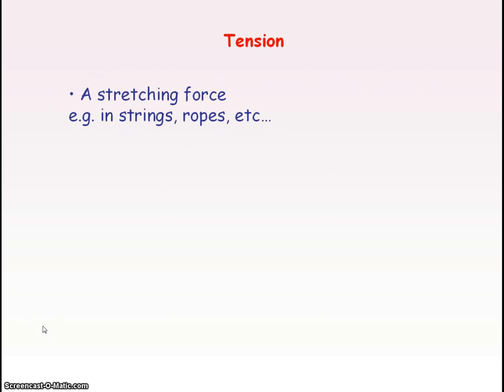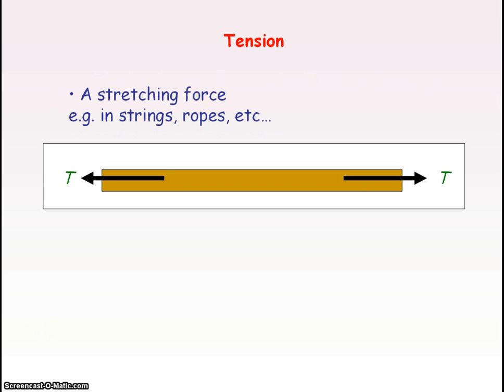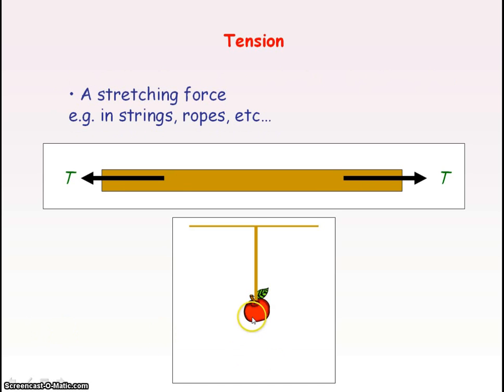Tension is a stretching force that can occur in strings or ropes. And here we have an apple that is held by a string. So we have the weight of the apple acting vertically downwards, and we have tension in the string which is acting vertically upwards, which balances the weight of the apple to keep the apple stationary.